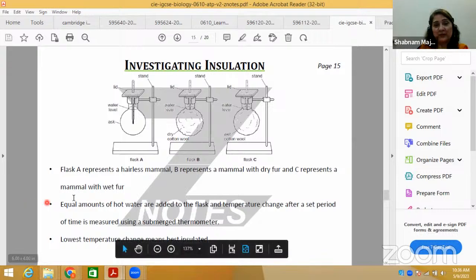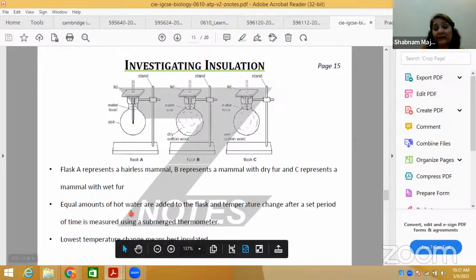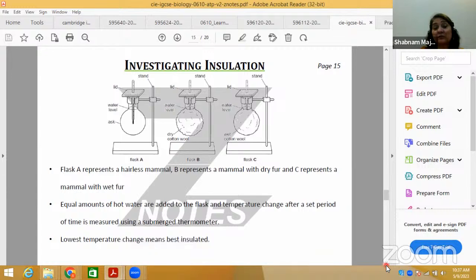I already explained this. Flask A represents a hairless mammal, B represents a mammal with dry fur, C represents a mammal with wet fur. Equal amounts of hot water are added to the flask and temperature changes. You know that warm blooded animals are called endotherms, also called homeothermic. Cold blooded are called ectotherms, also called poikilothermic. Equal amounts of hot water are added to the flask and the temperature change after a set period of time is measured using submerged thermometers. The lowest temperature change means best insulated.